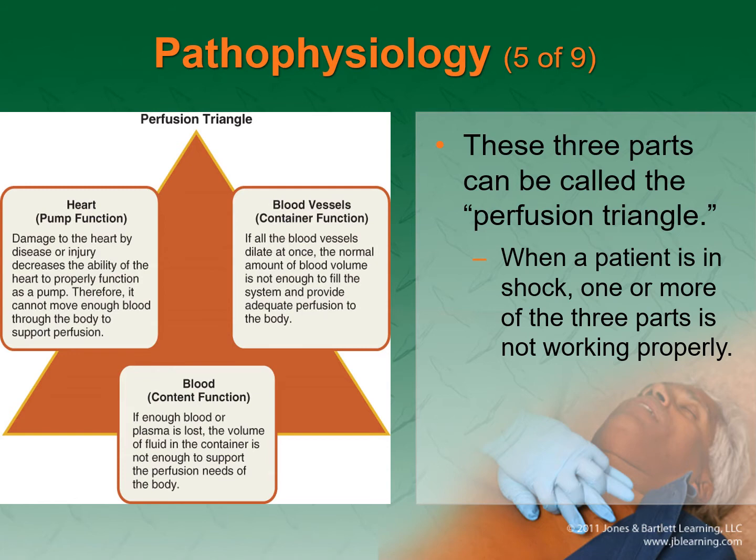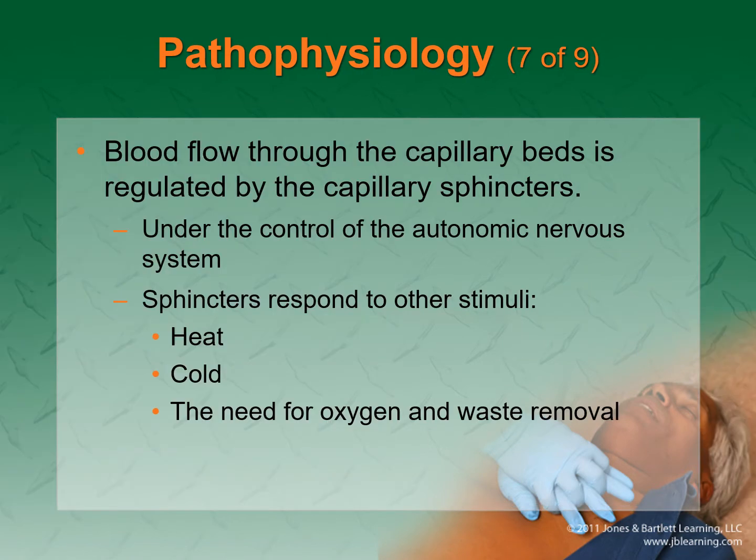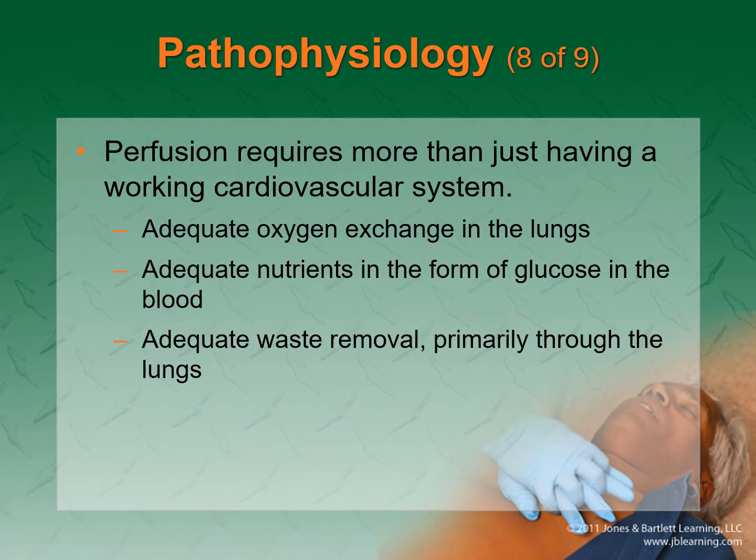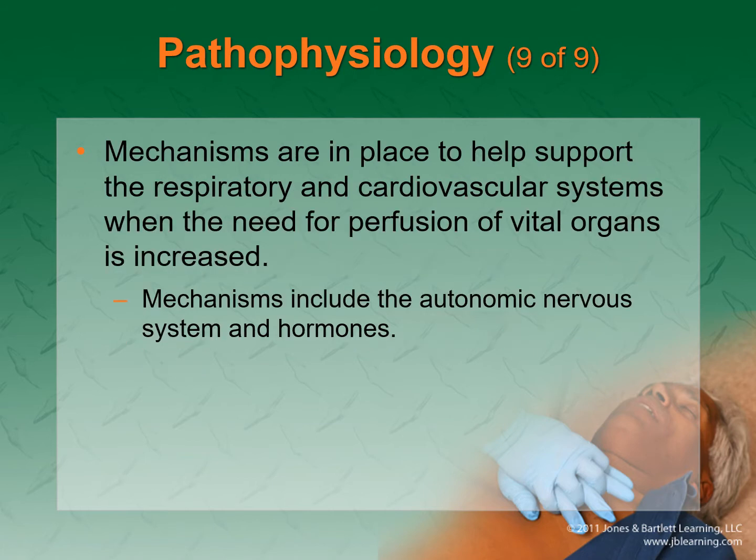You can pause this if you want. It's just showing that these are the three parts of the perfusion triangle, and all three of these things need to be working. And as soon as one of them stops, then we're in trouble. So it's just that thing of the earlier picture. Those capillaries and everything are controlled by the autonomic nervous system. Normally, we will adjust that based on heat or cold or need for oxygen and waste removal. So we need to have all these things going on in the body.